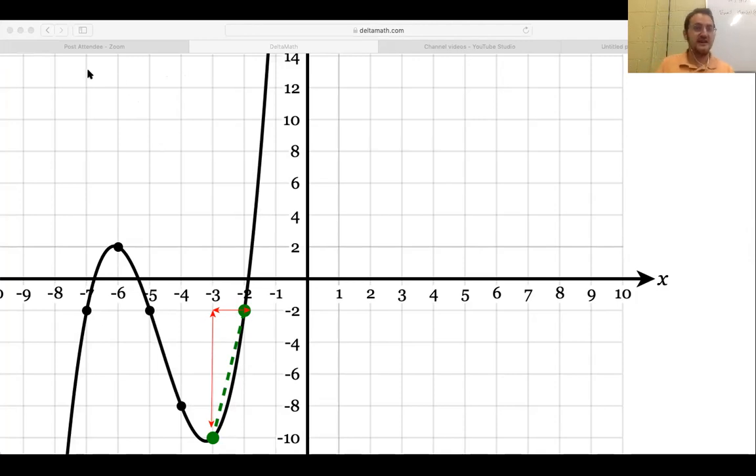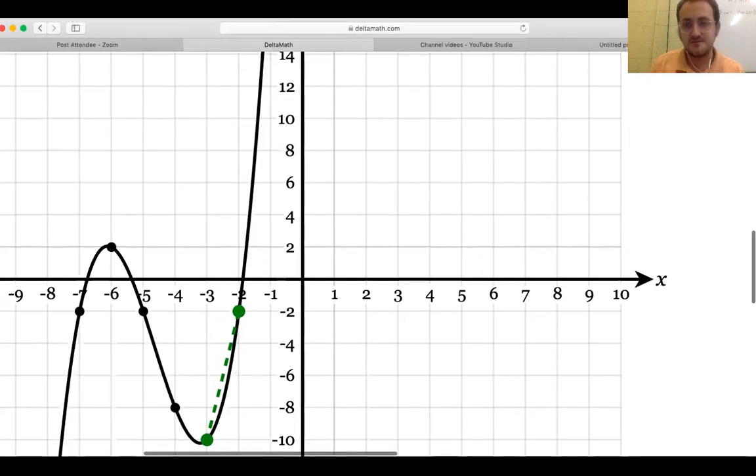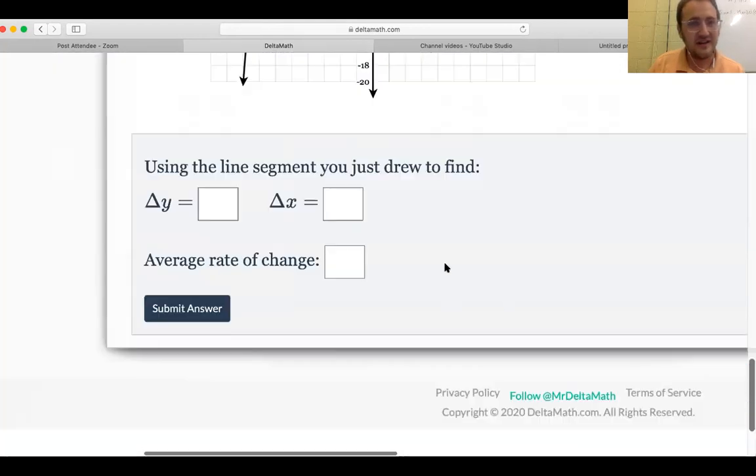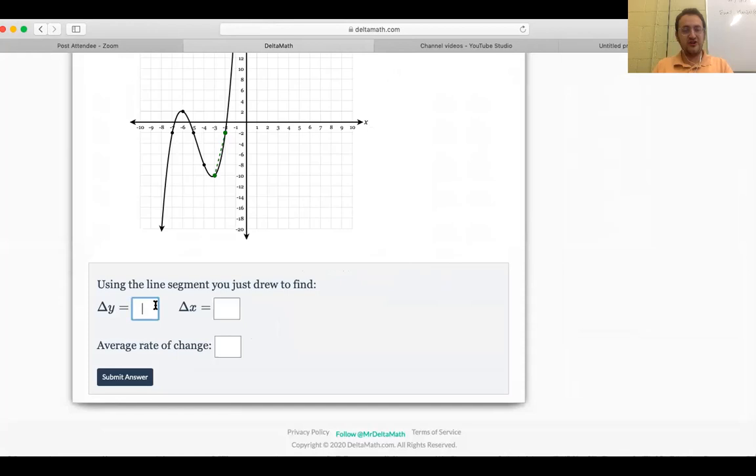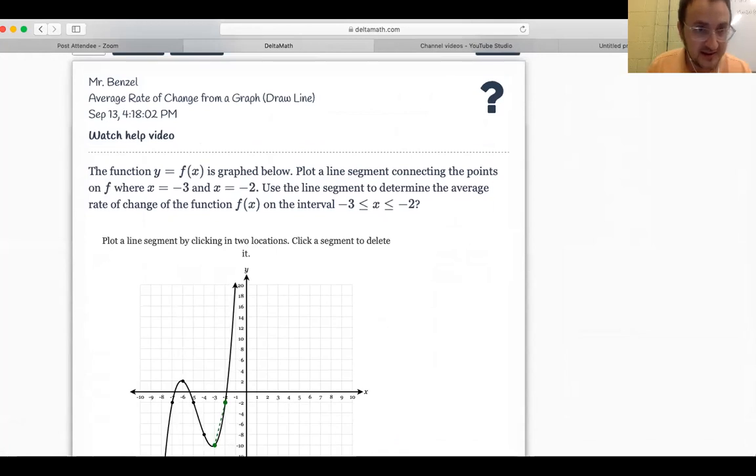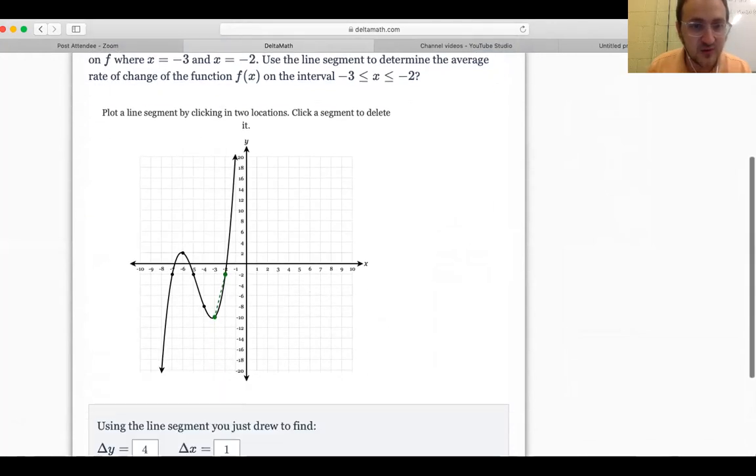We actually get to see exactly what is going on here. So like up 4, right 1. So our slope would be 4 over 1. And that's the slope of our secant line. So I'm really kind of excited about this. It gives you your change of y, your change of x. That's going to be 4 over 1. And you get to immediately find that average rate of change.